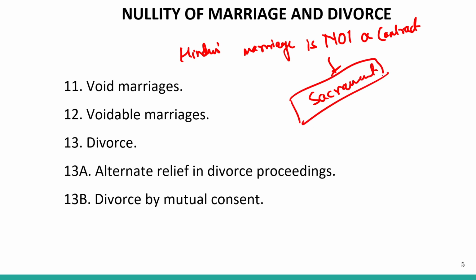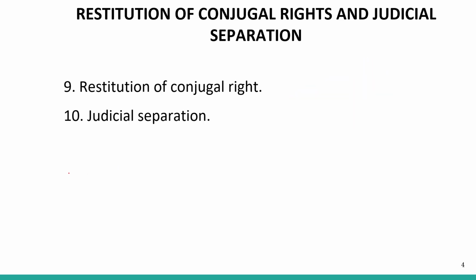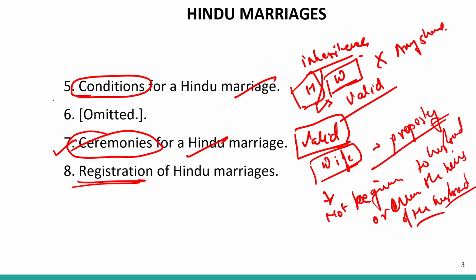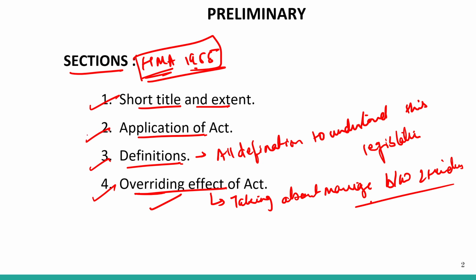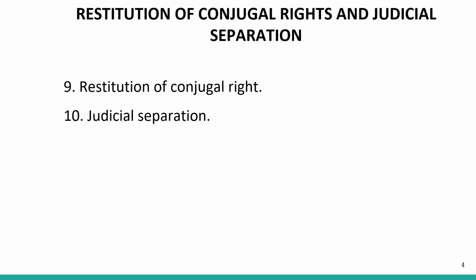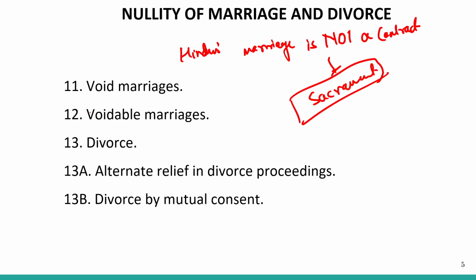And since it is a sacrament, it becomes essential that when we talk about the ceremonies, the conditions, and the application, all these things need to be fulfilled in order to make that marriage legally wedded or legally binding. So we need to understand that unlike Muslims, where marriage is considered to be a contract, in Hindus it is considered to be a sacrament.